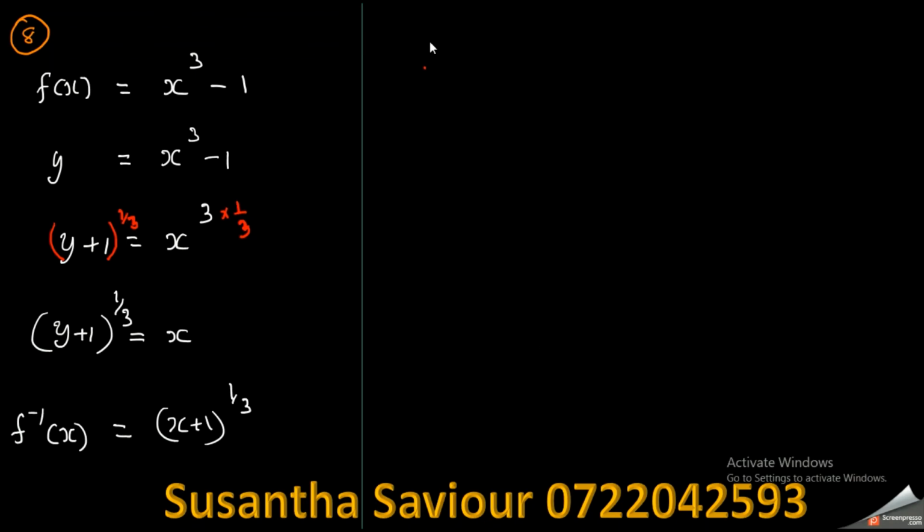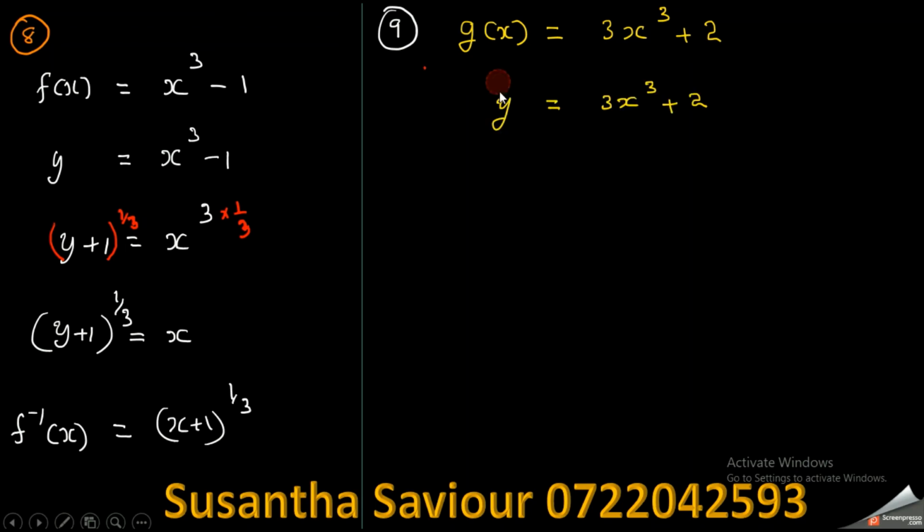Okay, let's move on to example number 10. Look at this. It says g(x) is equal to 3x cubed plus 2. Here also the same process. Here also I suggest you stop the video and try it all by yourself first. Now you replace g(x) with y and make x the subject.